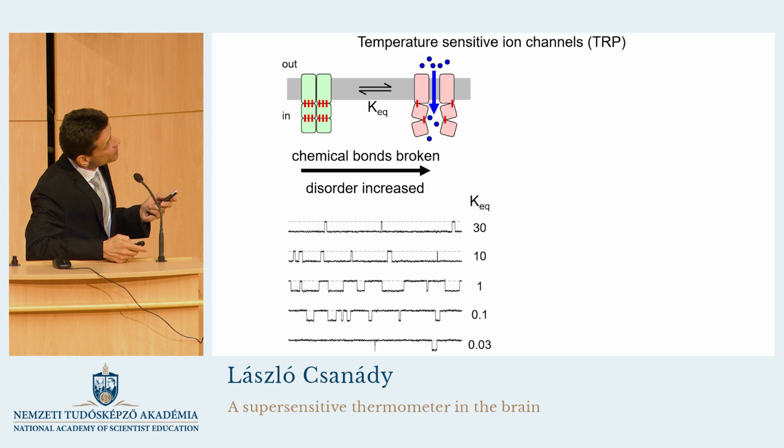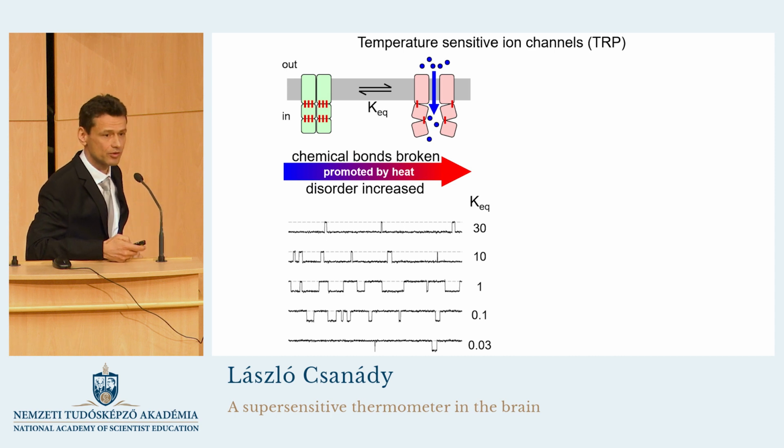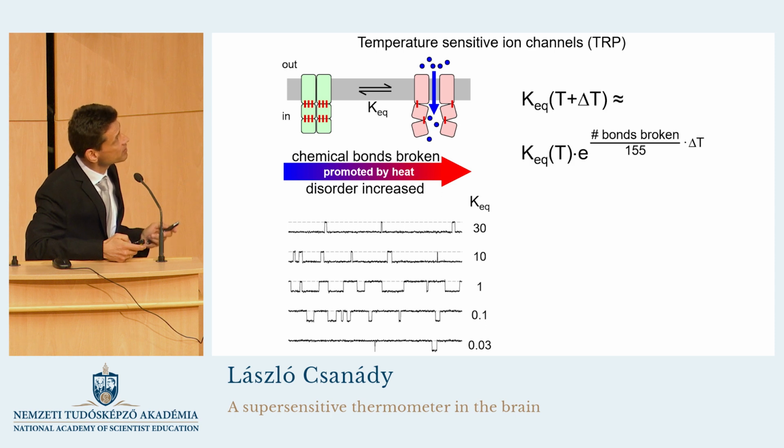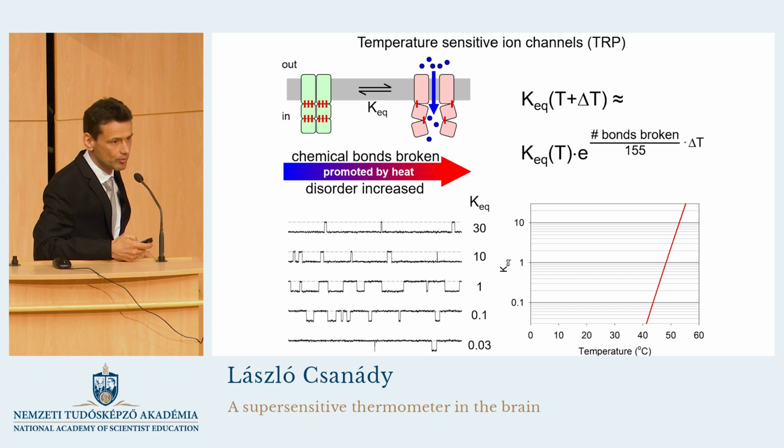It turns out that for such a mechanism, pore opening will be promoted by heat, which provides the energy to break these bonds and also promotes disorder. And so for such channels, the Kf, equilibrium constant, will depend roughly exponentially on temperature. That means if we plot Kf on a logarithmic scale as a function of temperature, we get a straight line. And the slope of this line, the sensitivity of this thermometer, will essentially depend on the number of chemical bonds that are broken during the pore opening process.